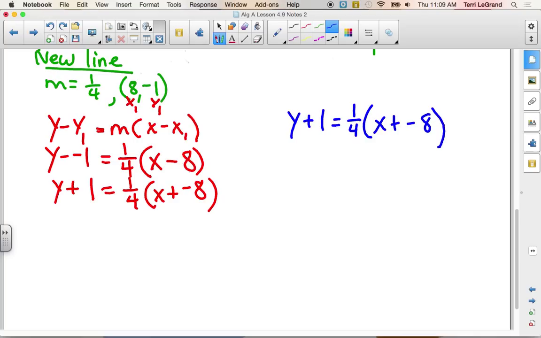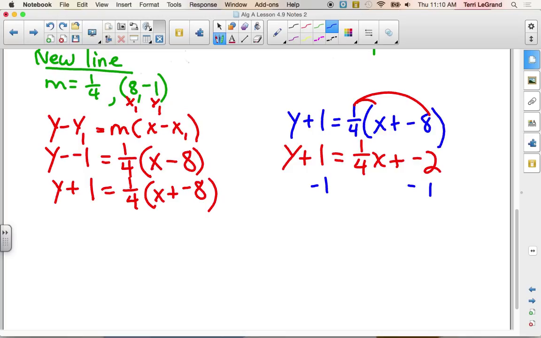Multiply. We do that distributive property. So we take the 1/4 times each of those in our parentheses. A fourth of 8 is 2. A positive times a negative is negative. Yeah, now we subtract 1 from both sides. That's right. Subtract 1 from both sides.